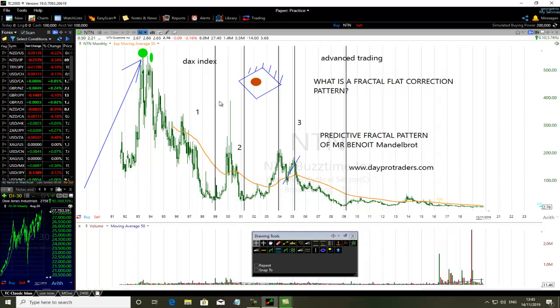Because you will quickly recognize that that flat pattern is again the same flat pattern there, and it's being formed now for the third time. We have now a fractal flat correction pattern. Now, I don't want to make it a big deal, all right? All I'm doing here is to get your attention. I want you to be interested in the topic of the predictive fractal pattern.